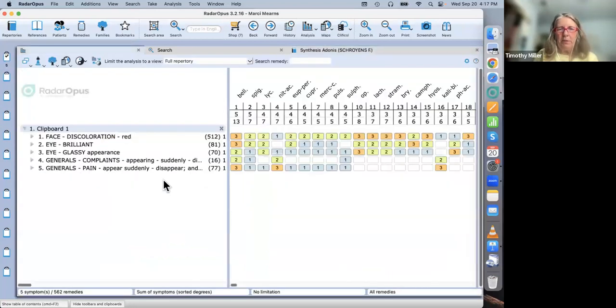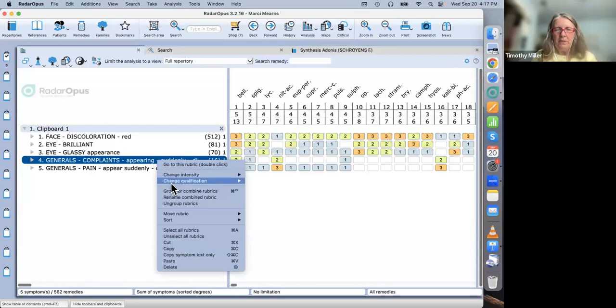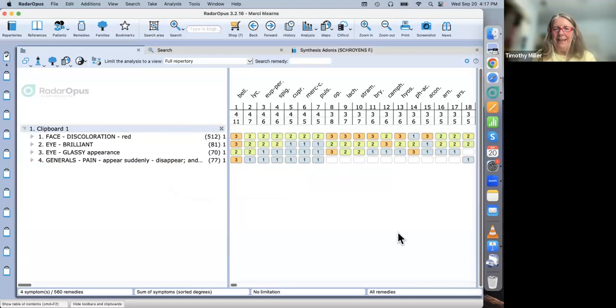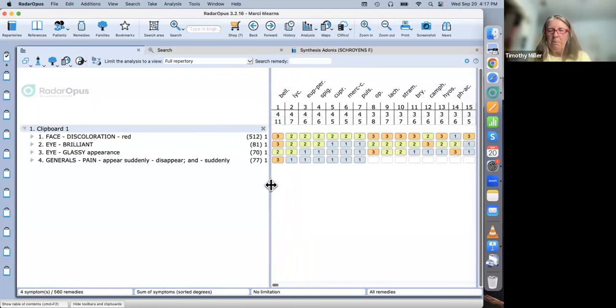Let's go to our clipboard. Let's get rid of this smaller one, even though it actually would probably solve the case for us. That's better looking. Now we've got quite a nice little selection of remedies here that might cover that sudden coming and going of the pains. Okay, so far so good, I'm assuming.